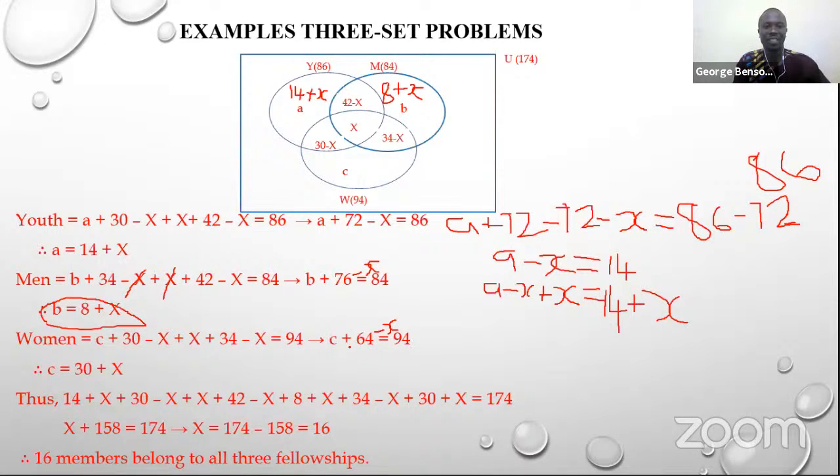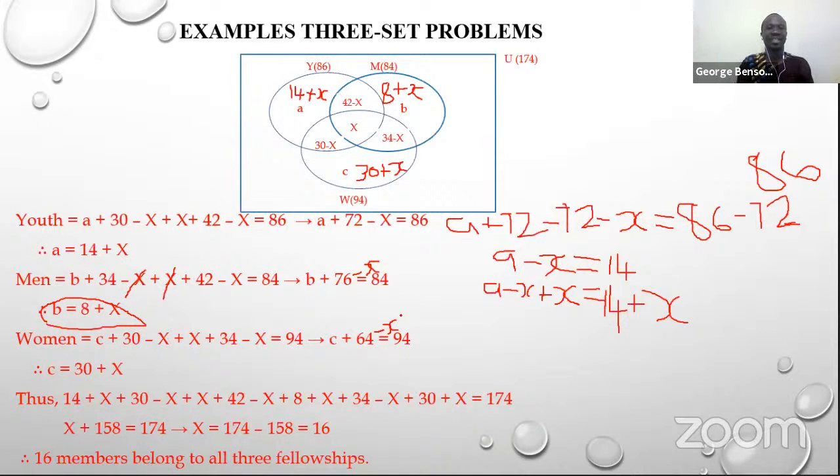In the same way, we subtract 64 from both sides. So we have 94 minus 64, which gives us 30. Then we add x to both sides, so this goes to 0. Then we have 30 plus x. That's why we are seeing 30 plus x here. So this also I'll write 30 plus x. Is it okay?